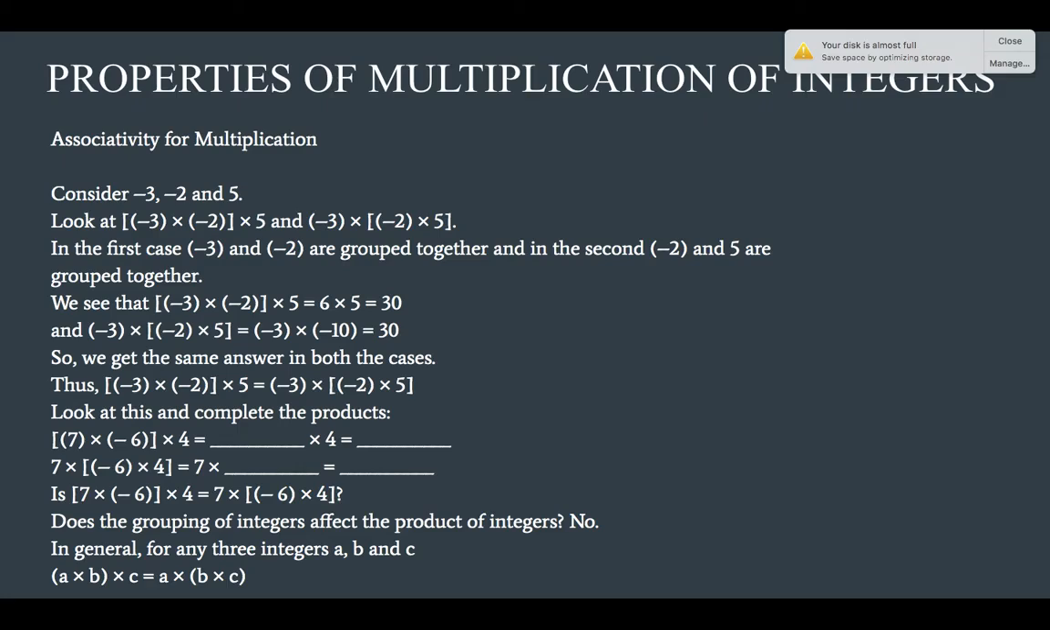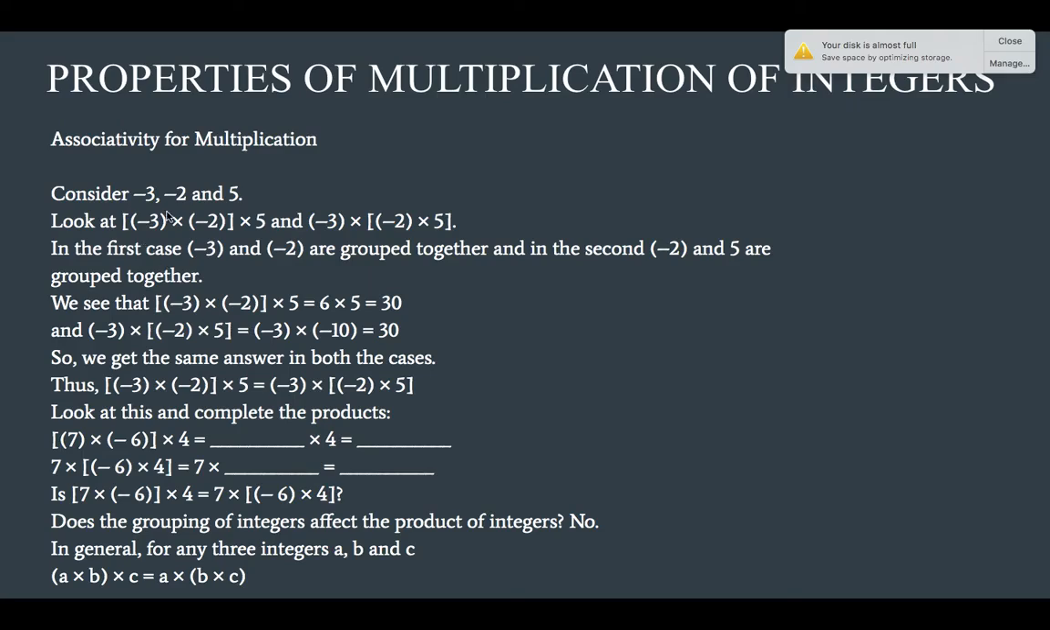Okay, moving further, associativity for multiplication. So what is associativity for multiplication? We will be checking that if we have three integers a, b, and c, whether a into b into c, where a and b are in brackets, is equal or not to a into b into c, where b and c are in brackets.